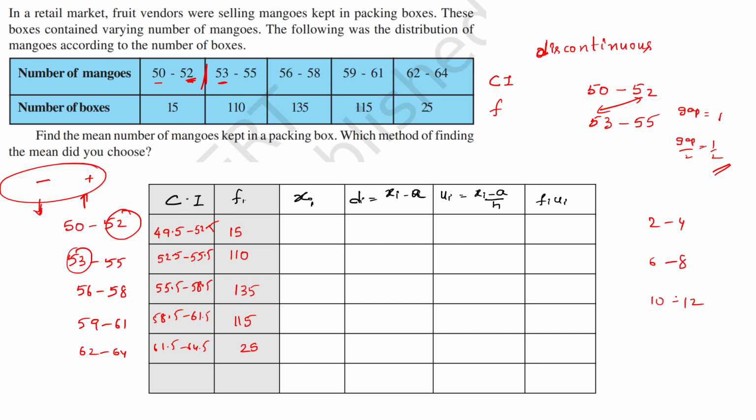Now how will you adjust here? Here also the gap is discontinuous. So it is 2 to 4, and actually the next has to start from 4, but instead it is starting from 6. So what we have to do, we have to find the gap first, the gap between the upper limit of the first interval and the lower limit of the second interval.